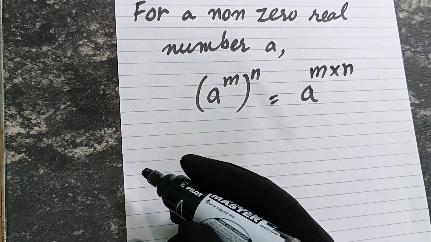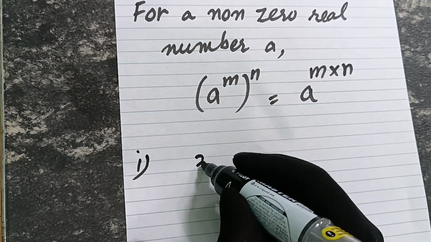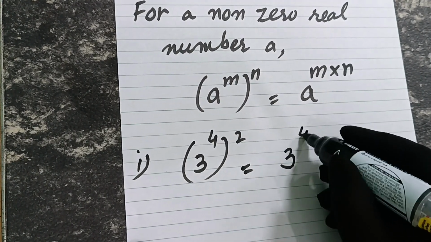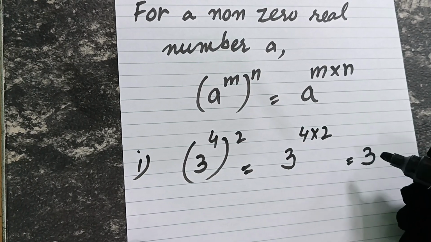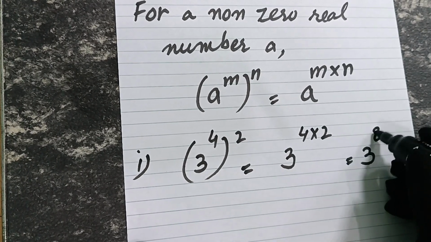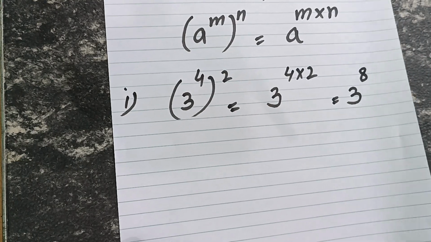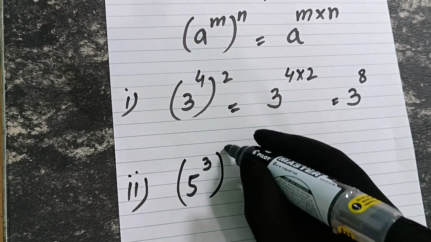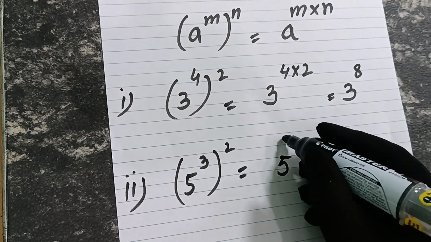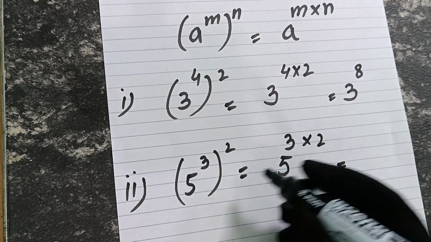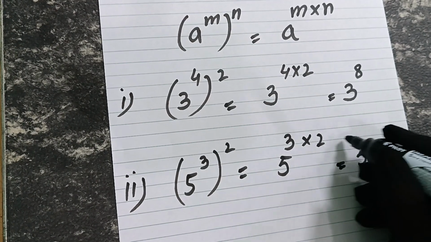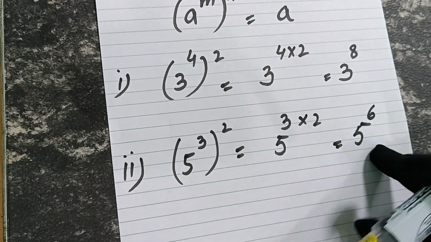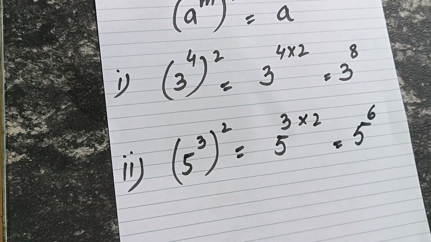I'll give a few examples related to this one also, like 3 power 4 and then you have taken a square on it. So 3 power 4 will be multiplied by 2 and the answer will be 3 power 8, as 4 twos are 8. One more example: 5 power 3 and then we are taking power 2. The exponents will be multiplied, 3 times 2 is 6. The new exponent will be 6 after solving.